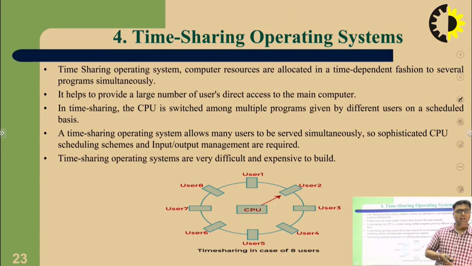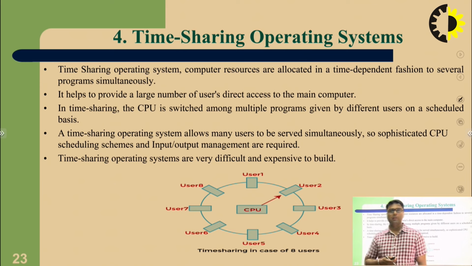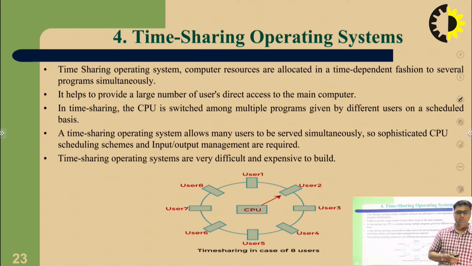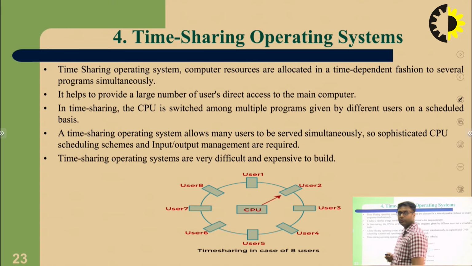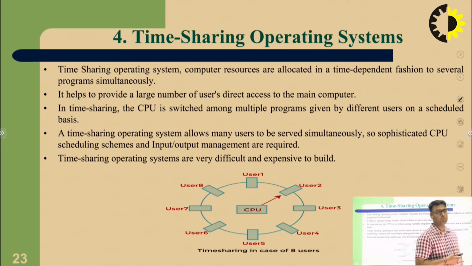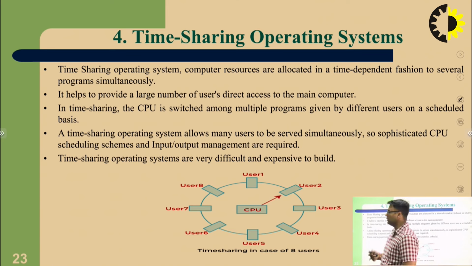It helps to provide a large number of users direct access to the main computer. In time sharing, the CPU switches among multiple programs given by context, for different users, on a schedule basis. That means time sharing also works on context switching. So when one process context switches to another process, the information of the one process is stored in the PCB and then it moves on to another process.